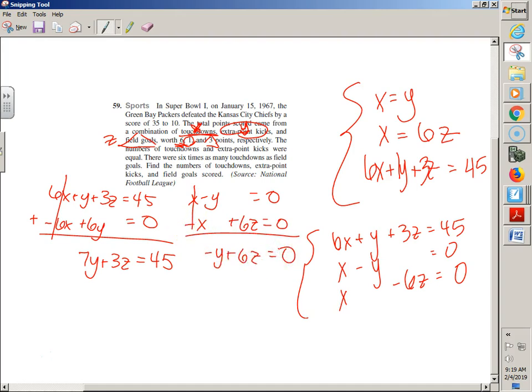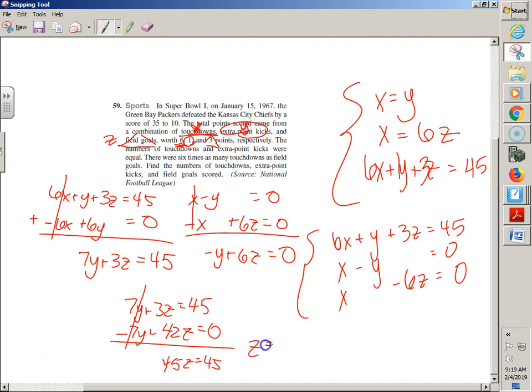What can we do with these two? Eliminate again. Then y plus 3z is equal to 45. Multiplying by 7, negative 7y plus positive 7, right? 42z is equal to 0. No, sorry, that's a 42. I thought that was a 4z. Yeah, 45. Therefore, z equals 1. Haha!